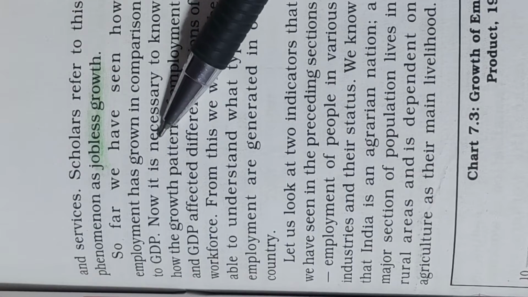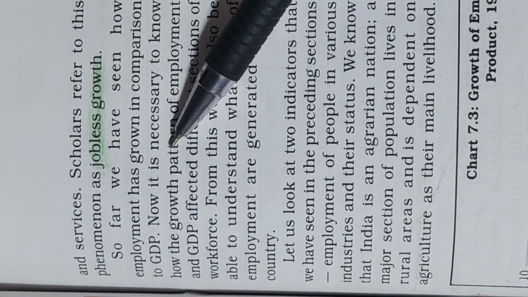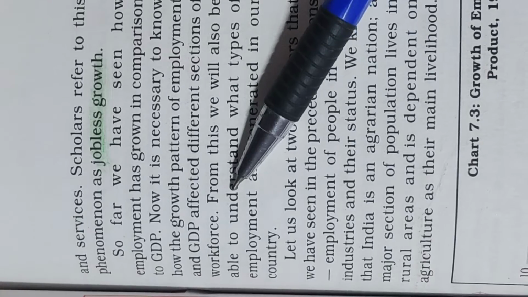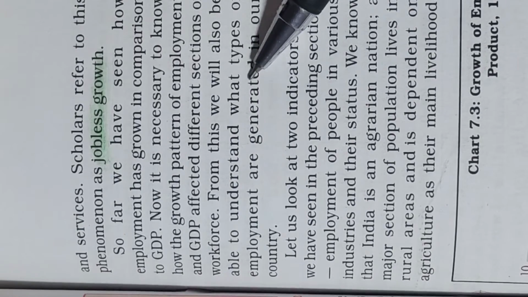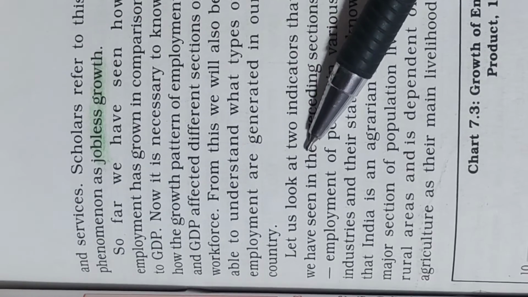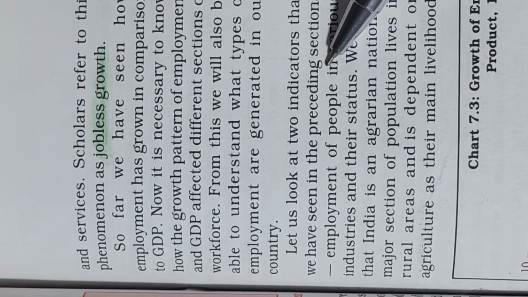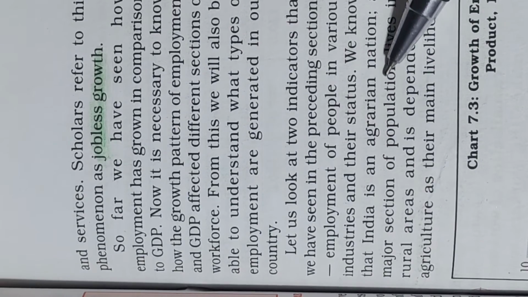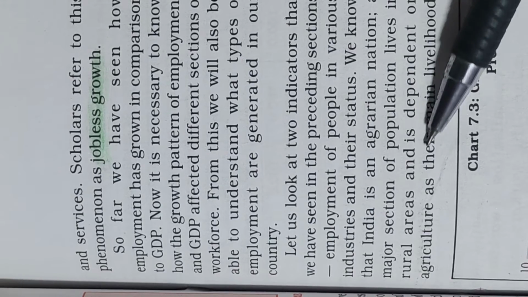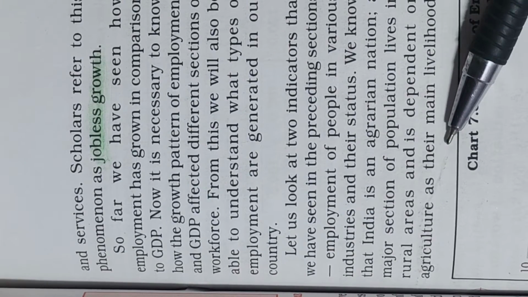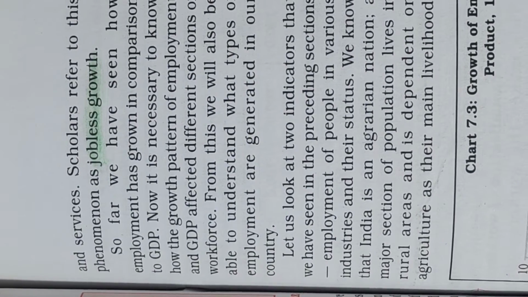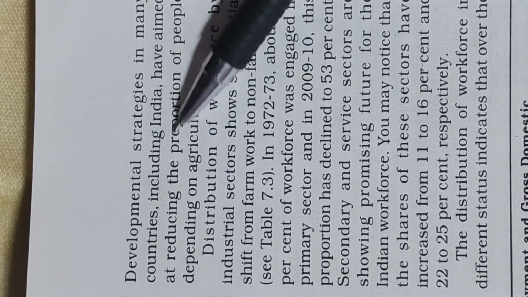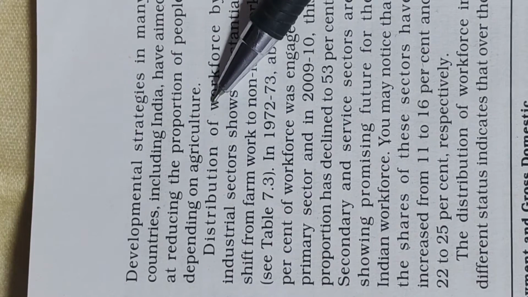So far we have seen how employment has grown in comparison to GDP. Now it is necessary to know how the growth pattern of employment and GDP affected different sections of the workforce. From this we will also be able to understand what types of employment are generated in our country. Let us look at two indicators: employment of people in various industries and their status. We know that India is an agrarian nation. A major section of population lives in rural areas and is dependent on agriculture as their main livelihood. Developmental strategies in many countries, including India, have aimed at reducing the proportion of people depending on agriculture.